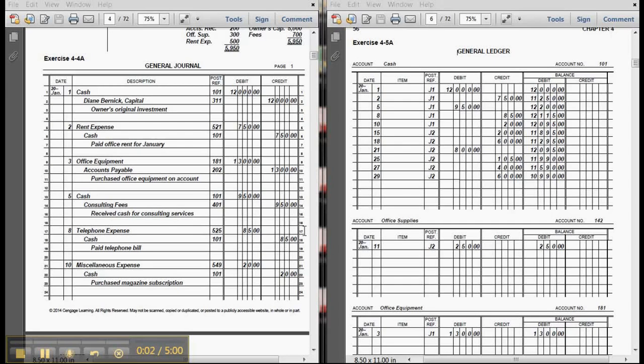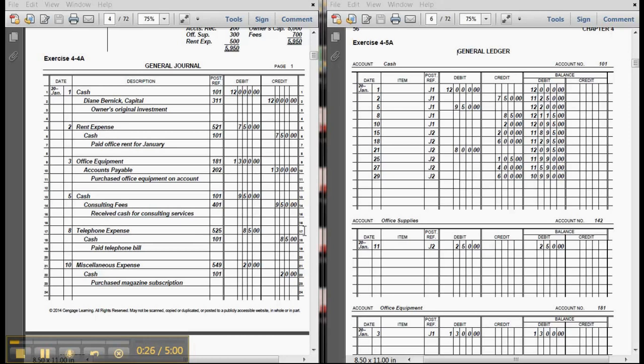Chapter 4-5A. Now we're going to be taking a look at our journal transactions from 4A and then posting them to the journal ledger. Keep in mind from your reading that posting is the act of copying information from the general journal into the specific ledger accounts for each account affected. On the left-hand side of the screen are my journal entries, and on the right-hand side are my ledgers.